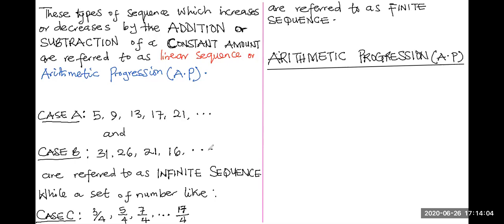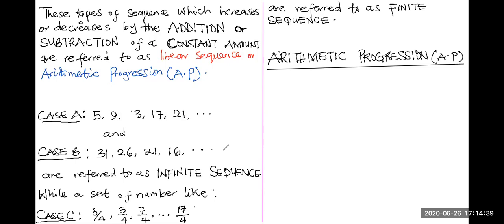Okay, that means this set of numbers continues. Then we call them an infinite sequence because they extend to infinity. Whereas a set of numbers such as in case C here, we're having 3 over 4, 5 over 4, 7 over 4, then T_n over 17 over 4. You can see the infinity symbol appeared here, then it ended with 17 over 4. This set of numbers, since it ends at 17 over 4, we call them a finite sequence.